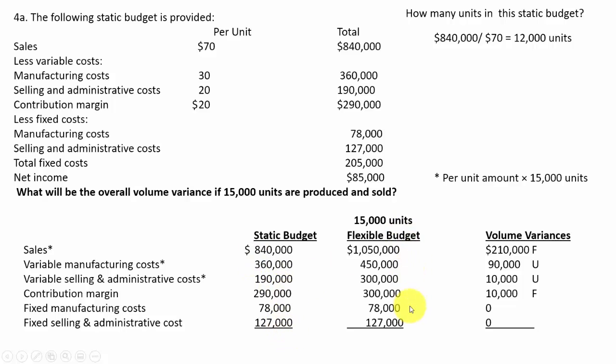Now when we add all these things up together in both these situations, we will end up with a static budget like we had up here, $85,000 in net income, versus the flexible budget, where our income was $95,000. So therefore, we end up with a total volume variance of $10,000, and it's favorable.